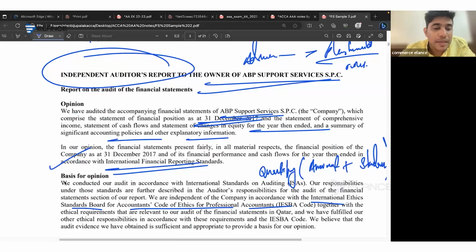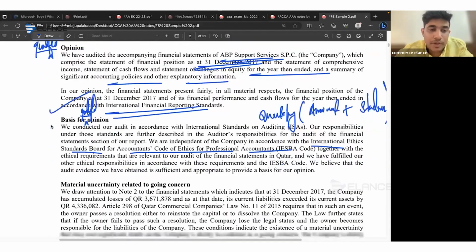And always keep one thing in mind: only in case of an unmodified opinion, you should give the opinion and basis of opinion heading. When it comes to a modified opinion, you should always clearly specify the modification, which means if you're providing a qualified opinion, you need to mention qualified opinion and basis for qualified opinion, adverse opinion and basis for adverse opinion, disclaimer of opinion and basis for disclaimer of opinion.